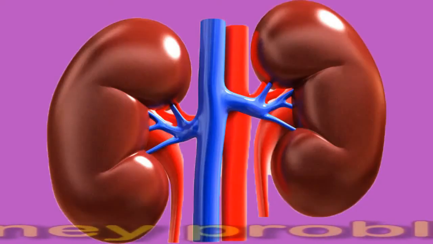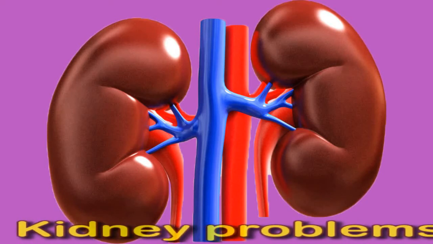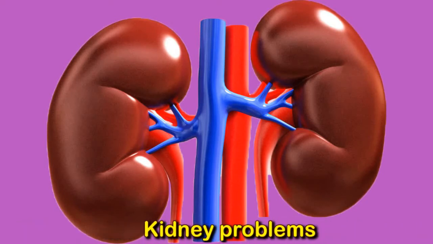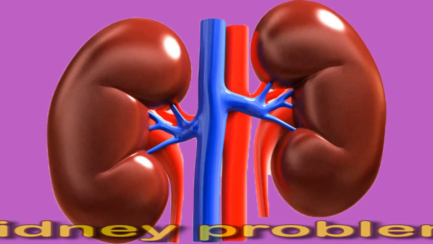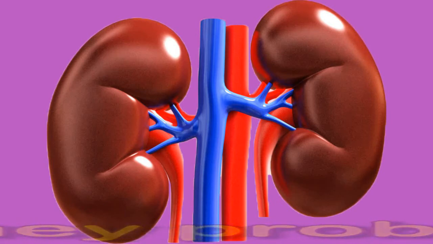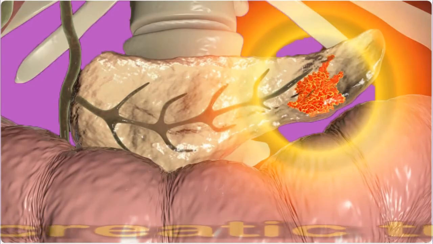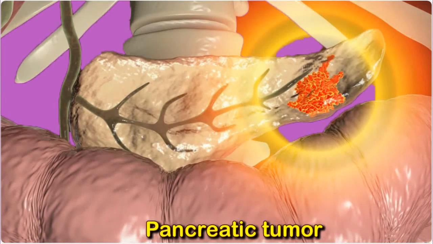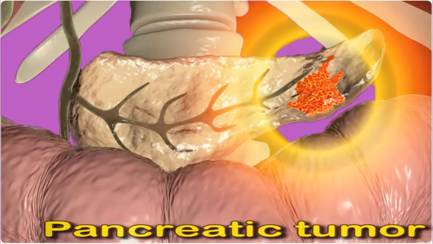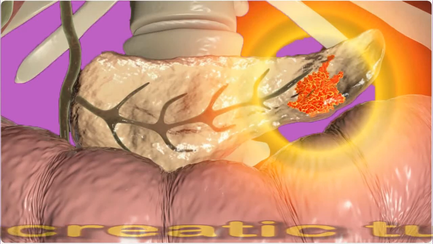Kidney problems. The kidneys help the body process medication and excrete waste. If a person has a problem with their kidneys, medication can build up in their bloodstream. This type of buildup can change blood sugar levels and lead to hypoglycemia. Pancreatic tumor. Pancreatic tumors are rare, but having one can lead to hypoglycemia. Tumors in the pancreas can cause the organ to produce too much insulin. If insulin levels are too high, blood sugar levels will drop.